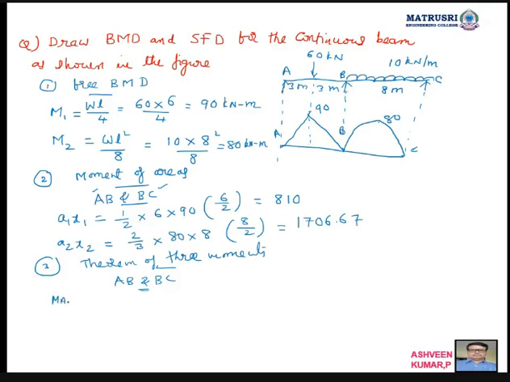MA L1 plus 2MB into L1 plus L2 plus MC L2 is equal to 6 into A1 X1 by L1 plus A2 X2 by L2. Because there is no sinking, the delta 1 by L1 will not come. Remember please. We will assume that EI is constant because he has not mentioned anything.